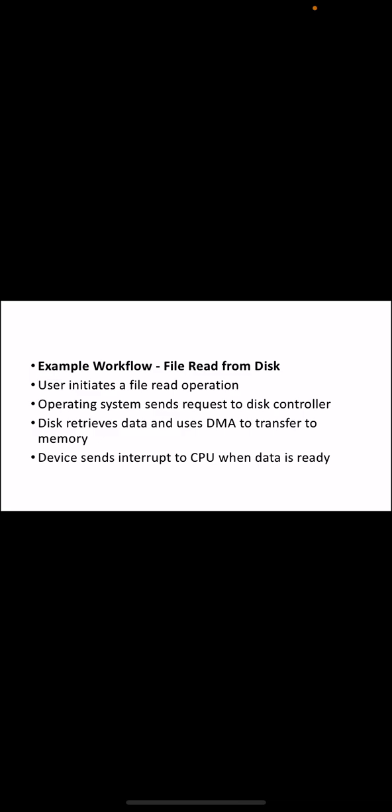An example of the workflow: a file read from disk. The user initiates a file read operation. The operating system sends requests to the disk controller. The disk receives the data and uses the DMA to transfer it to memory. And the device sends an interrupt to the CPU when data is ready. If you remember, before we got here, we explained the different techniques: the DMA, the programmed, and the interrupt. You can see here that two of them are working together, that's the interrupt and the DMA.